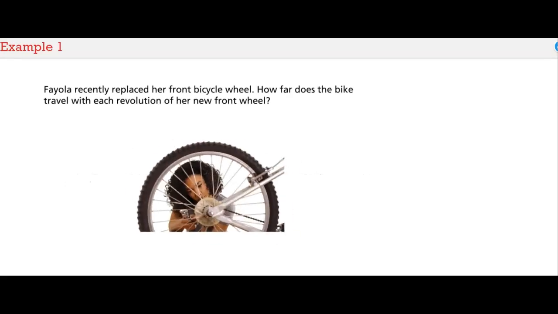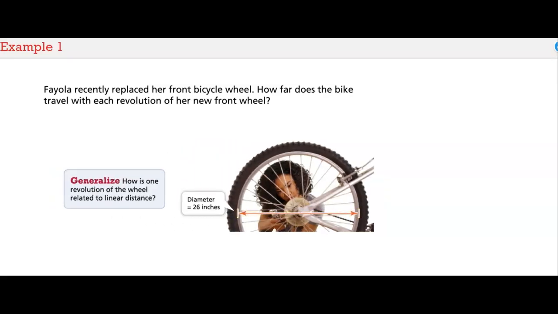Fayola recently replaced her front bicycle wheel. How far does the bike travel with each revolution of her new front wheel? The diameter of the wheel is 26 inches. How is one revolution of the wheel related to linear distance?